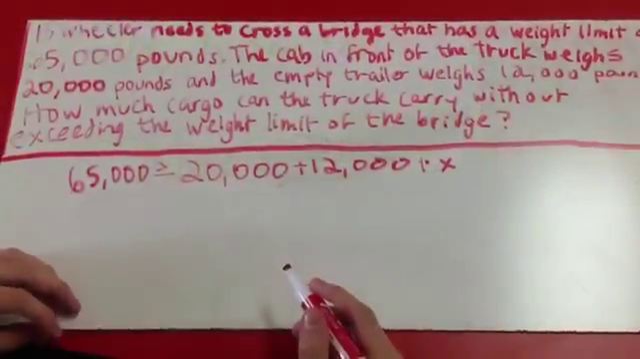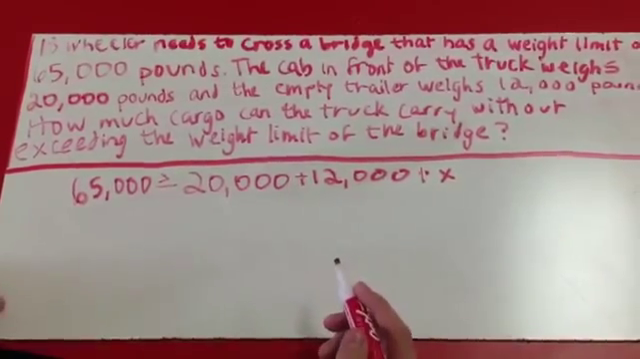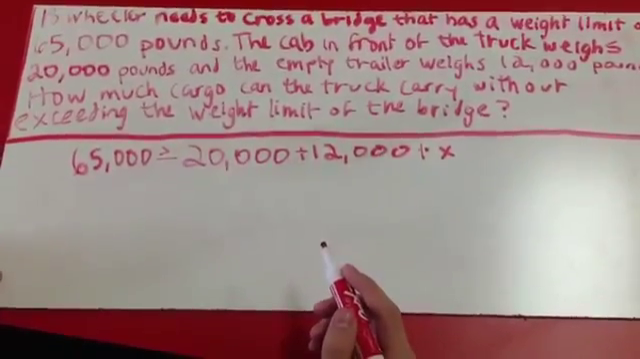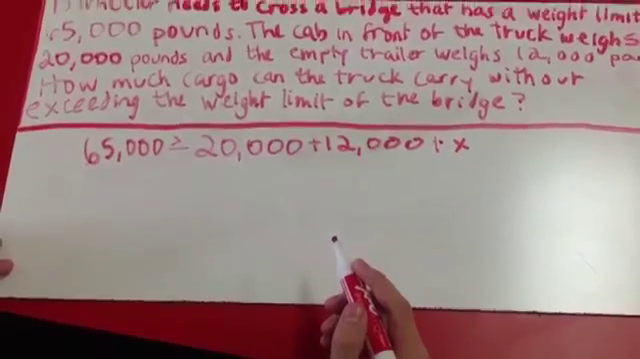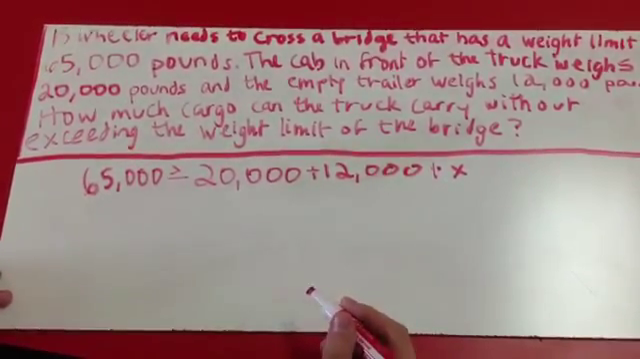An 18-wheeler needs to cross a bridge that has a weight limit of 65,000 pounds. The cab in front of the truck weighs 20,000 pounds, and the empty trailer weighs 12,000 pounds. How much cargo can the truck carry without exceeding the weight limit of the bridge?